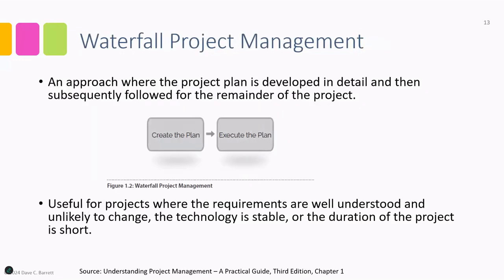So first of all, waterfall project management. This is an approach where the project plan is developed in detail and then subsequently followed for the remainder of the project. You can see in figure 1.2 from the textbook, we have create the plan followed by execute the plan. This is useful for many projects where the requirements are well understood and unlikely to change, the technology is stable, or the duration of the project is short. For projects of these types, and there are many projects where this is completely appropriate, this is a very useful approach.